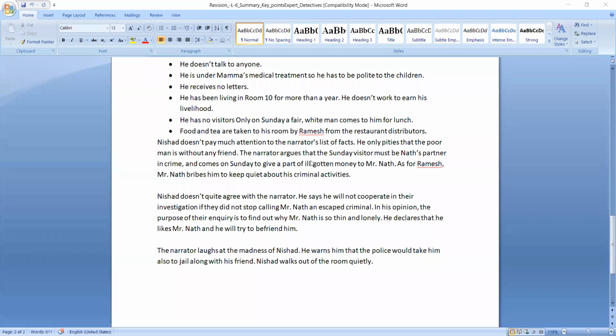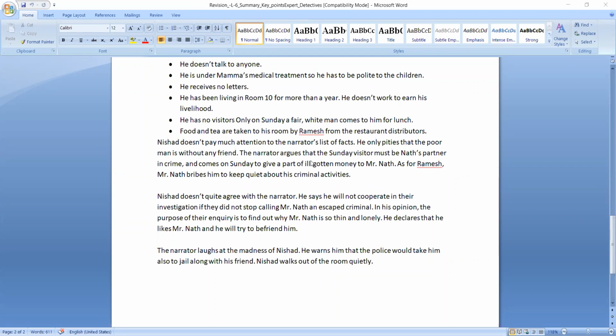Nishad doesn't quite agree with the narrator. He says that he will not cooperate in their investigation if they do not stop calling Mr. Nath an escaped criminal. In his opinion, the purpose of their inquiry is to find out why Mr. Nath is so thin and lonely. He declares that he likes Mr. Nath and will try to befriend him.